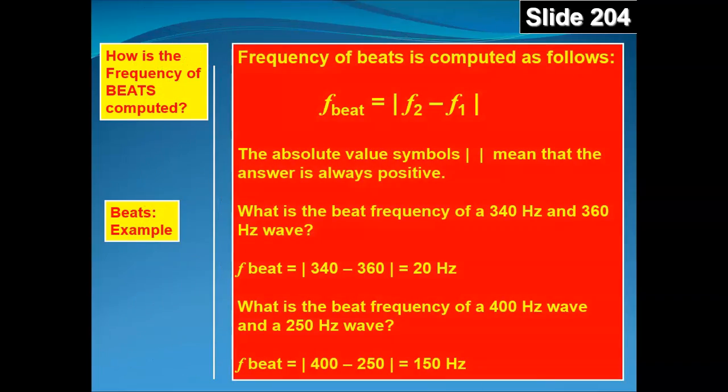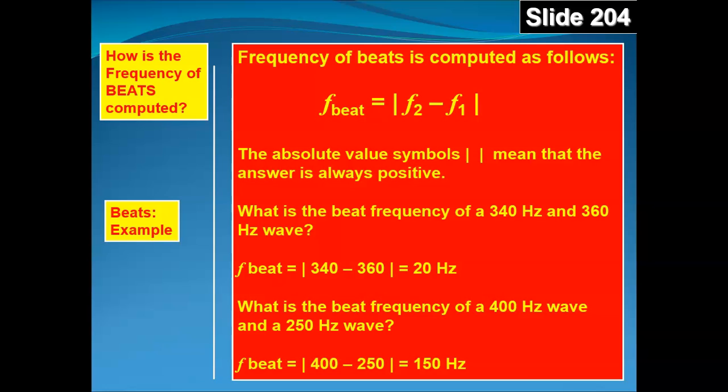Okay, and the frequency of beats is very simple to compute. You simply take the two frequencies and you subtract one from the other. Absolute value means you're just always going to come out with a positive number. So if it was 4 minus 2, it would be 2. If it was 2 minus 4, which equals negative 2, it would still be 2. The frequency of the beats has got to be positive. The absolute value symbols mean that the answer is always positive.